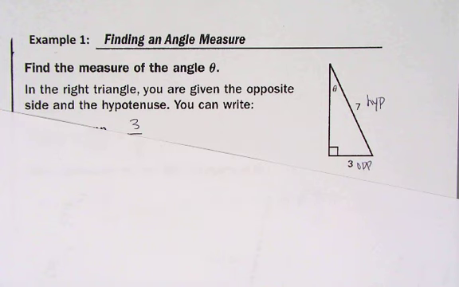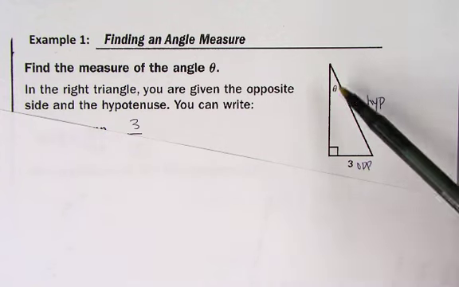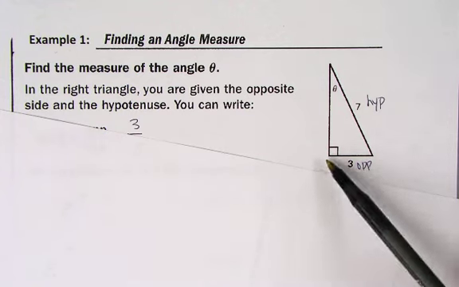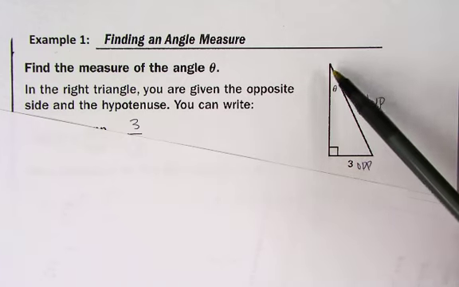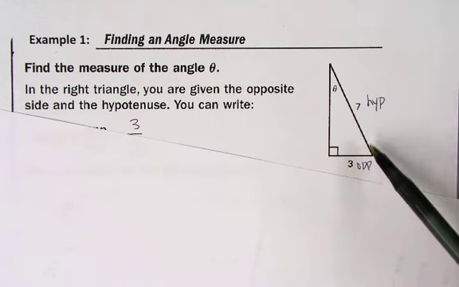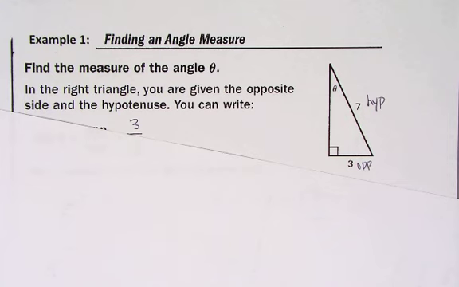Okay, so in example 1, we want to find the missing angle measure of theta. You're given a right triangle where the side opposite theta is labeled as 3, and the hypotenuse of the right triangle is labeled as 7, and we want to figure out what our angle measure is. So we're going to use our inverse trig functions to help us find this.